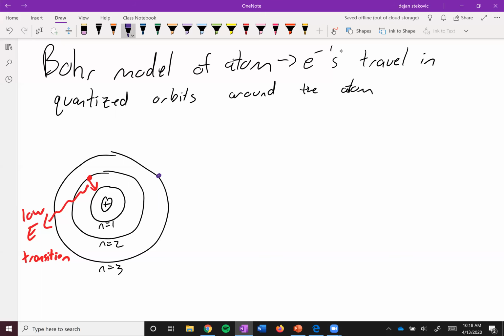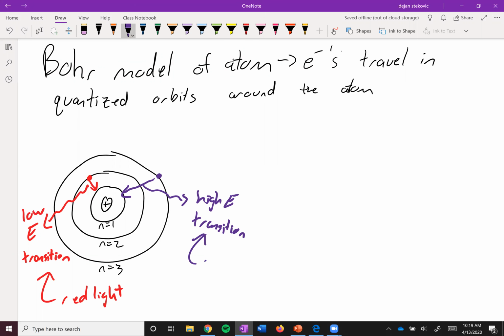If we think about something maybe going from n equals 3 to n equals 2, this would be a high energy transition. And you are allowed to do transitions in between. And so this type of excitation would be something like red light, right? Low energy. And something like this would be something like violet light, high energy. So we can represent it in this kind of circular model.